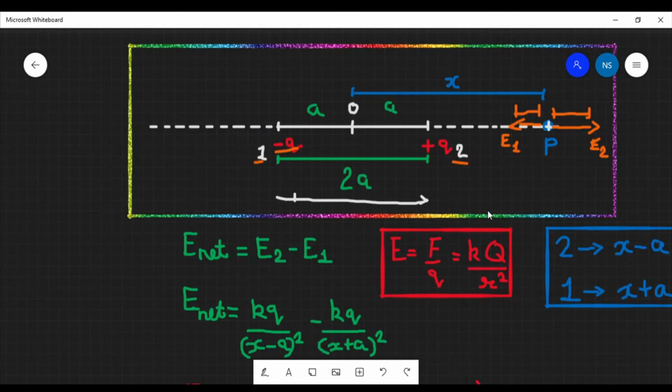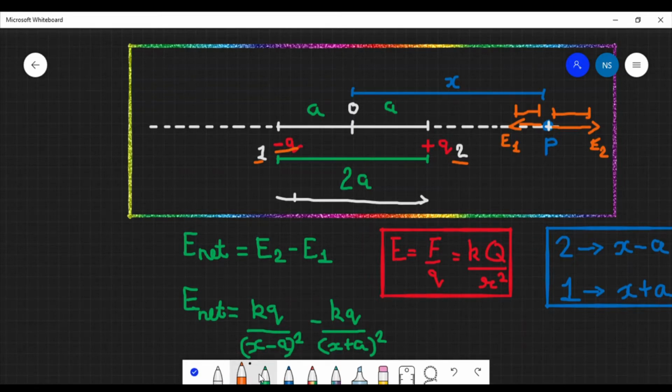Since we see that E2 is much bigger than E1, the net field will be in the direction of E2. This will be the E net, because E1 is way smaller than E2. Therefore, this force will be subtracted from this force, and we'll get a net force, that is this one.